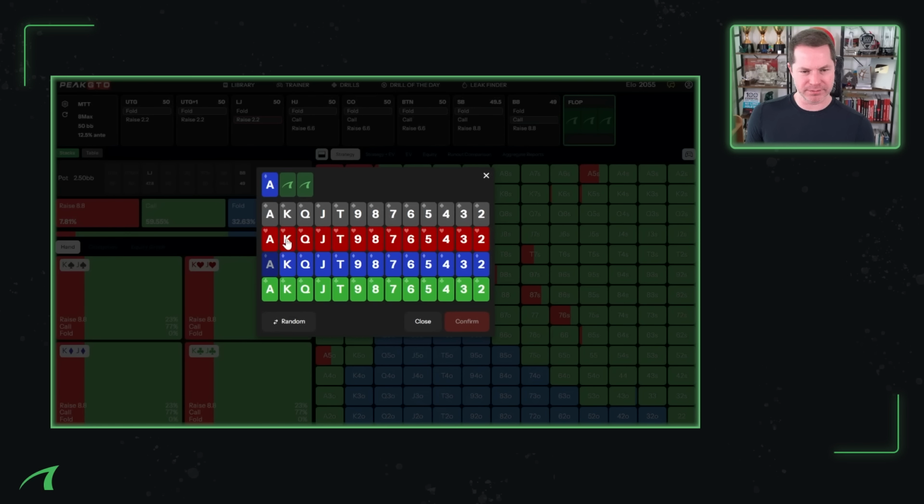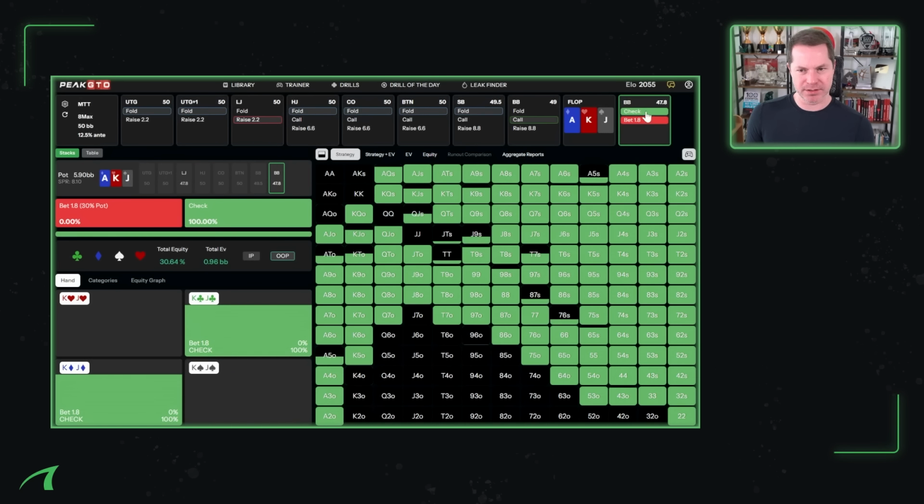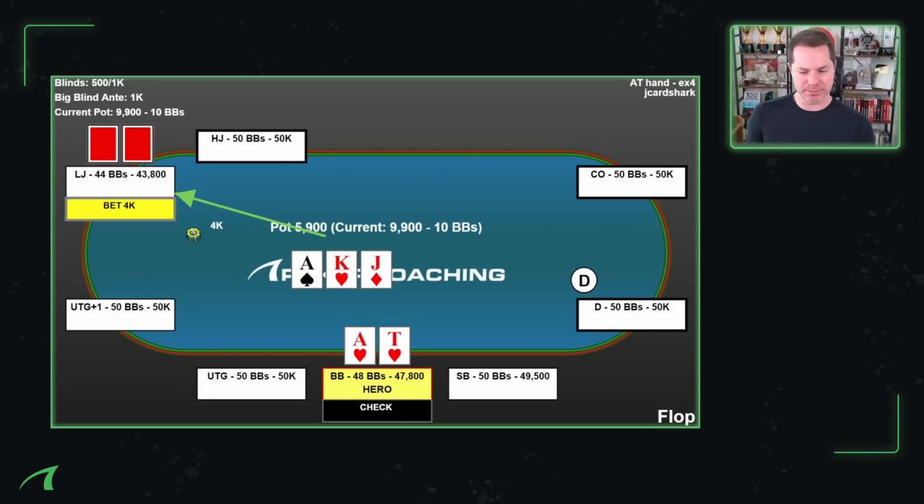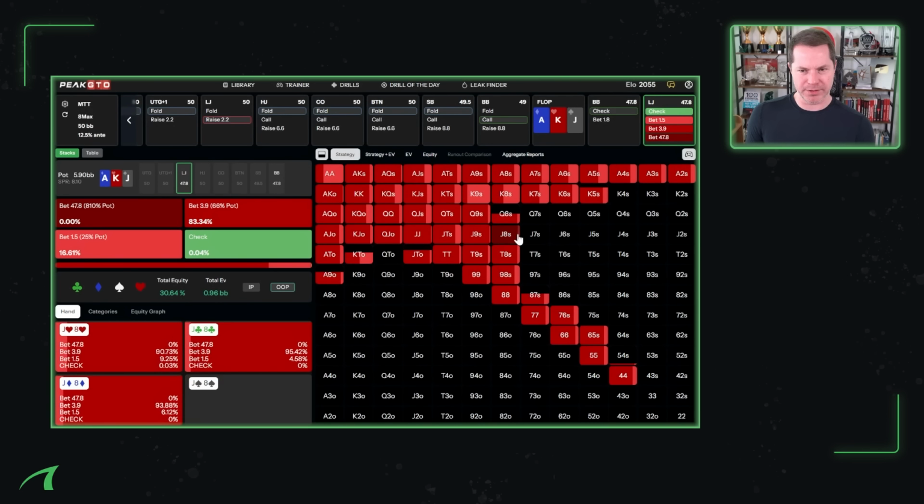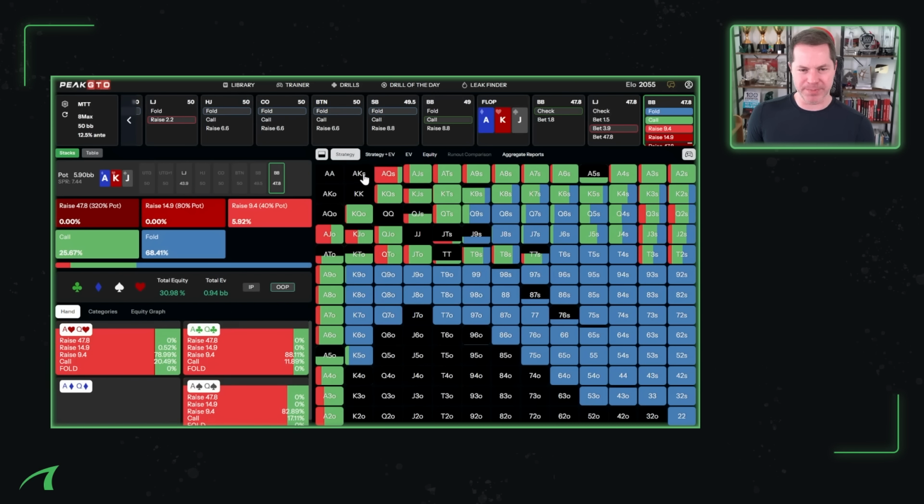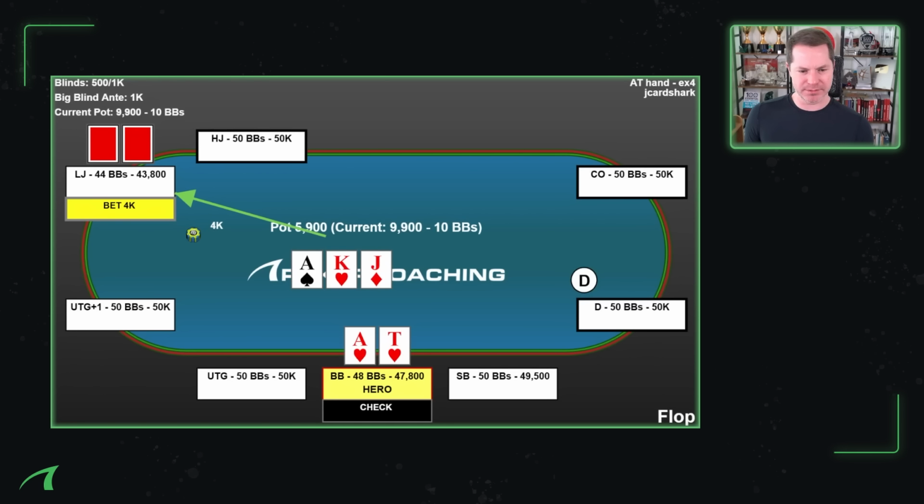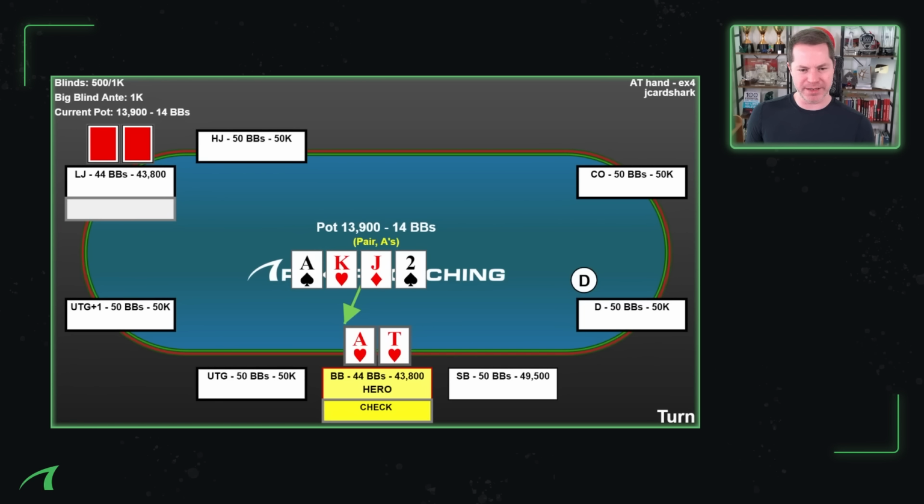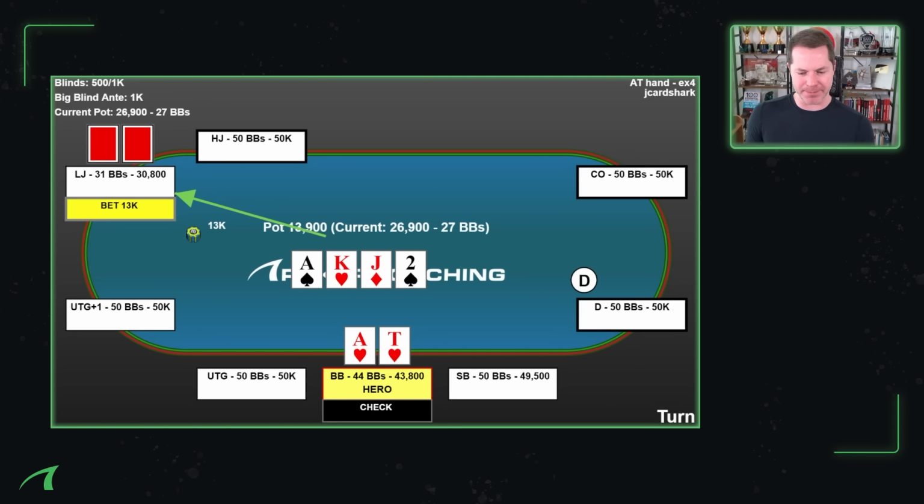Ace, king, jack. We check. They go big, right? Do you think we're going to raise here? Nope, not that often. You do always want to raise your best top pair for the most part. That's usually like ace, queen, right, in these scenarios. So we call. Turn is the 2 of spades. We check, and now they bet big again.